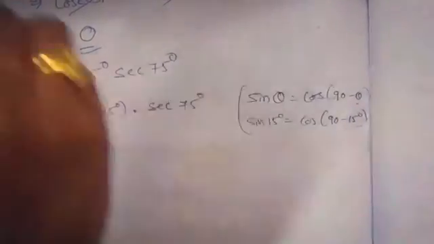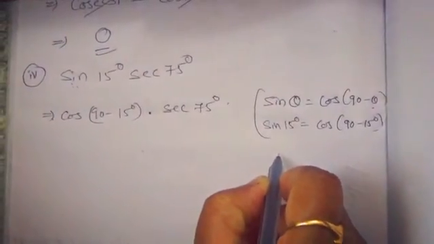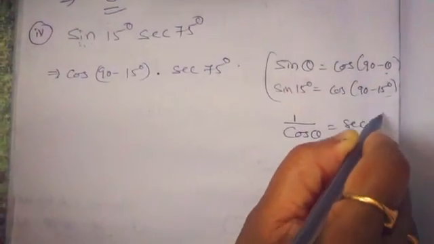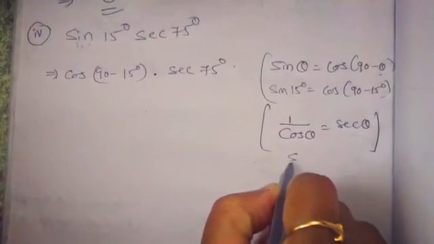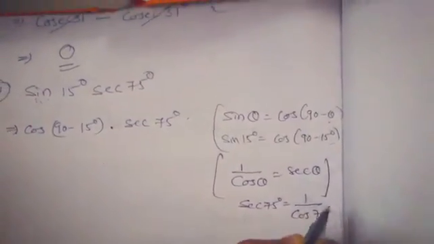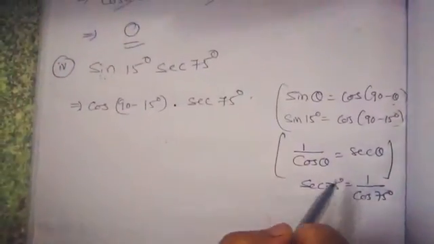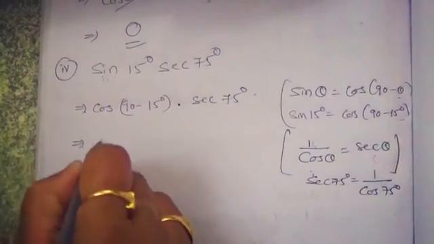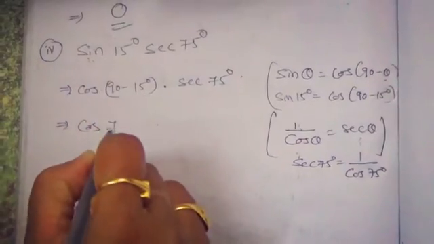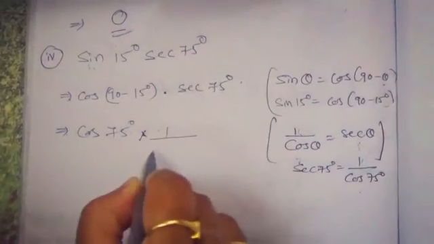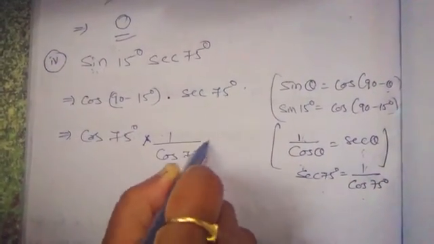From the first exercise we have one formula, that is 1 by cos theta is equal to secant theta. So I am writing secant 75 degrees is equal to 1 by cos 75 degrees, since the reciprocal of cos is nothing but secant. So that implies cos(90 minus 15) means cos 75, into secant 75 means 1 by cos 75. Cancel these two, you will get 1. That's it.